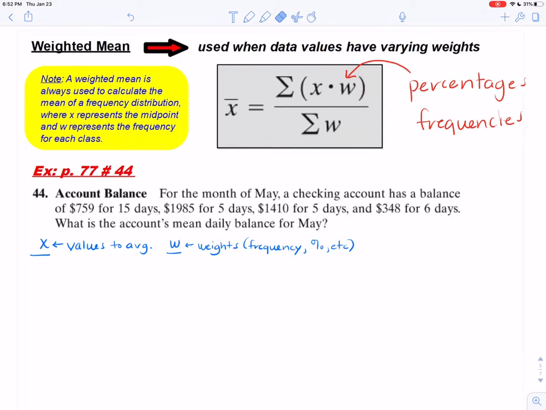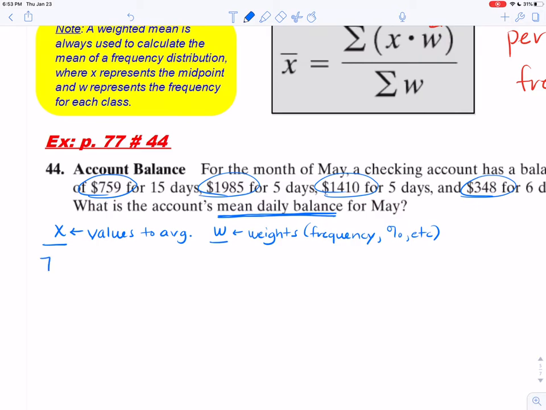So if I were going to do that here, my data values, and again, those are the things that I'm looking to average. So notice we're trying to find the mean account balance. So that means my data values are going to be these different account balances that I'm given of 759, 1985, 1410, and 348. And my weights are going to be, in this case, the frequency for each one of those.